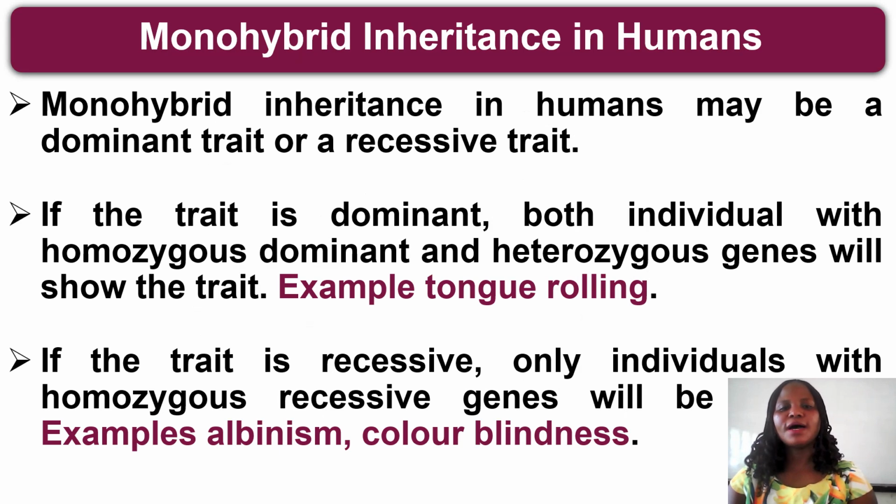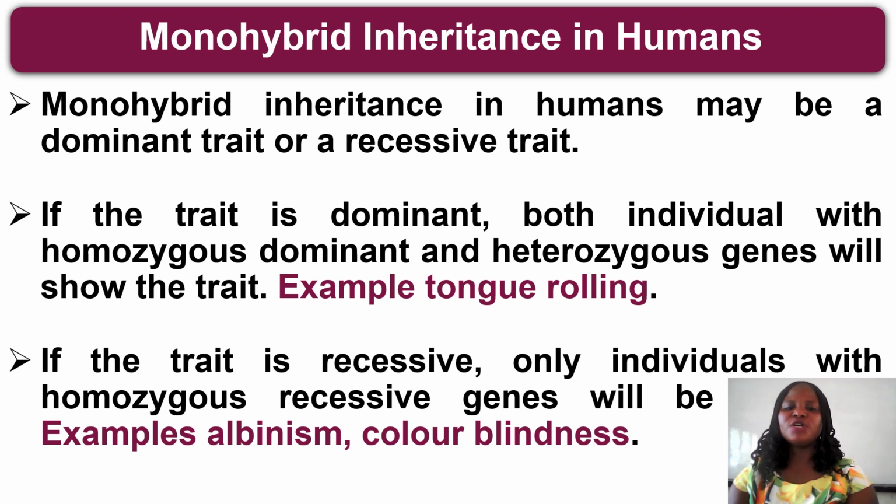Let's talk about monohybrid inheritance in humans. In our previous lesson, we talked about monohybrid inheritance, where we said it is the transmission of one trait from parent to their progeny. So when we come to monohybrid inheritance in humans, if the trait is dominant, that means both individuals with homozygote dominant and the heterozygote gene will show the trait. An example is tongue rolling.